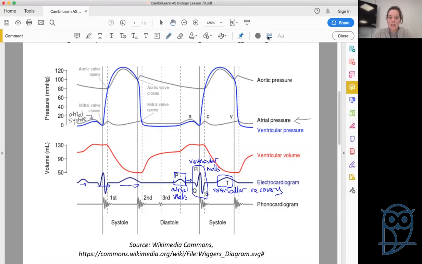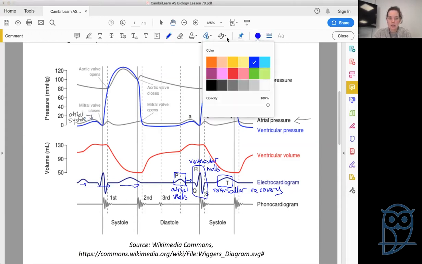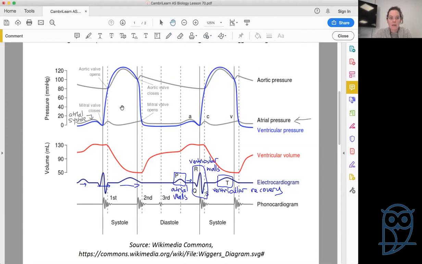So if we change now to looking at the ventricular pressure in blue. So ventricular pressure is roughly the same. Then all of a sudden it massively increases. Okay, and that coincides with your electrical impulse ventricular walls. So here we have our ventricular systole.